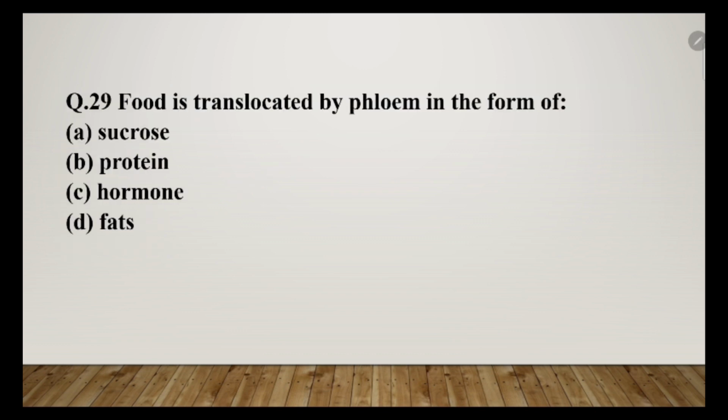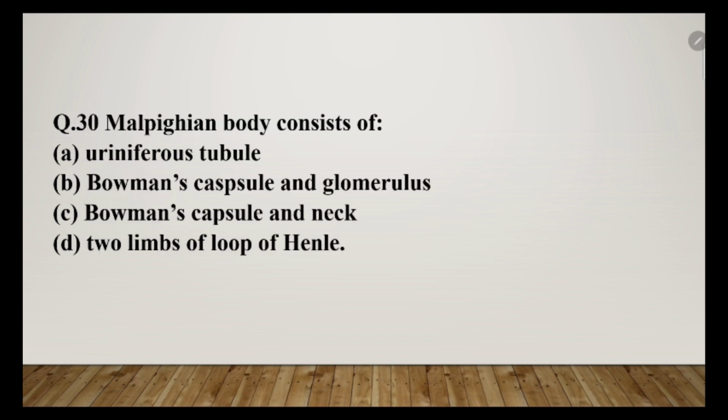Next question is, food is translocated by phloem in the form of, options are sucrose, protein, hormone and fats. Here the option A, that is sucrose, will be the answer. Next question is, Malpighian body consists of, options are uriniferous tubules, option B is Bowman's capsule and glomerulus, option C Bowman's capsule and neck, option D is two limbs of loop of Henle. So, here option B, that is Bowman's capsule and glomerulus, is the answer.